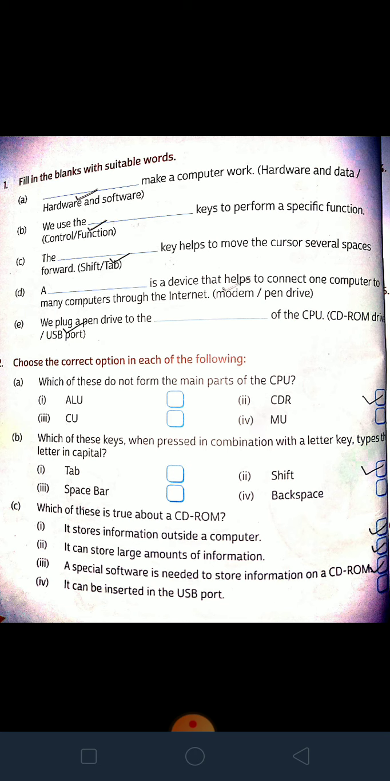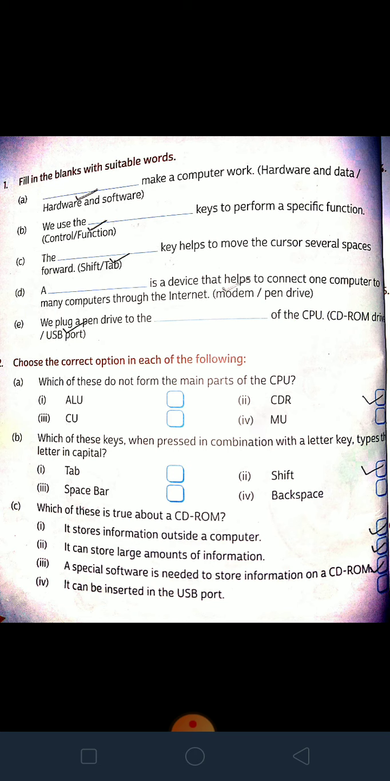Then we will go to question number 2. Choose the correct option in each of the following. First one, which of these does not form the main part of the CPU? All of you know that there are three main parts in our CPU. Those are ALU, CU and MU. So CDR is not the main part of our CPU. So you give a tick mark on CDR.